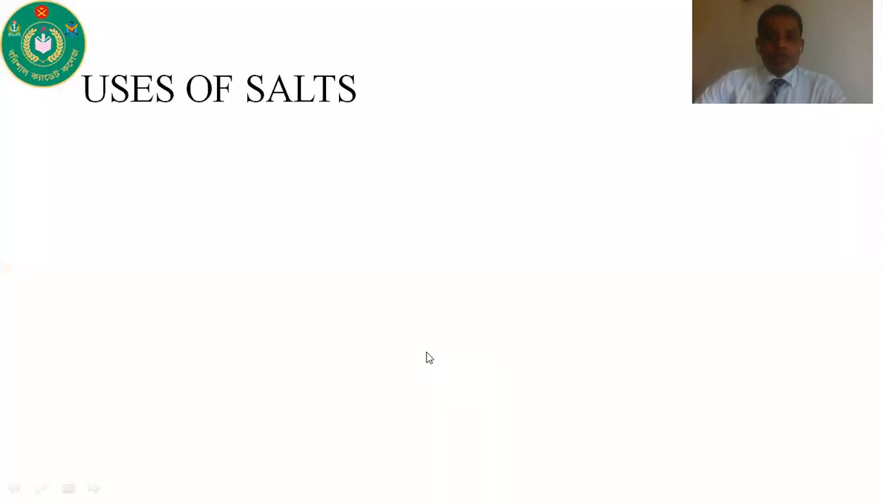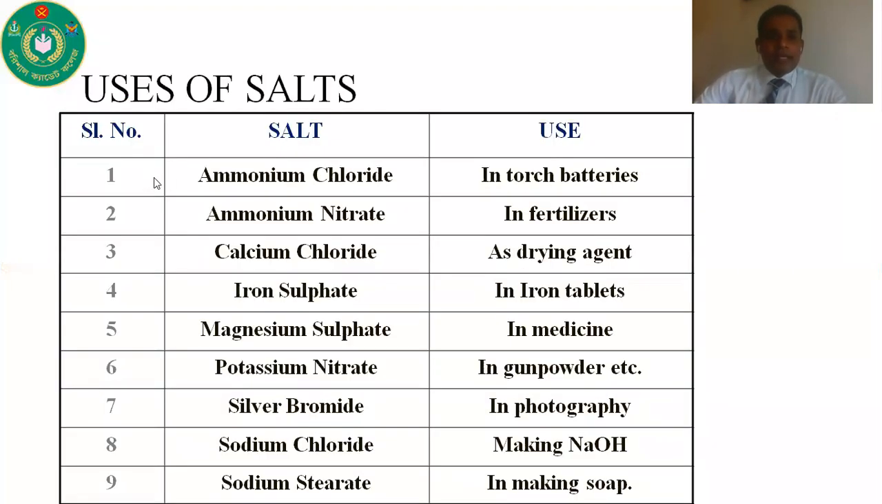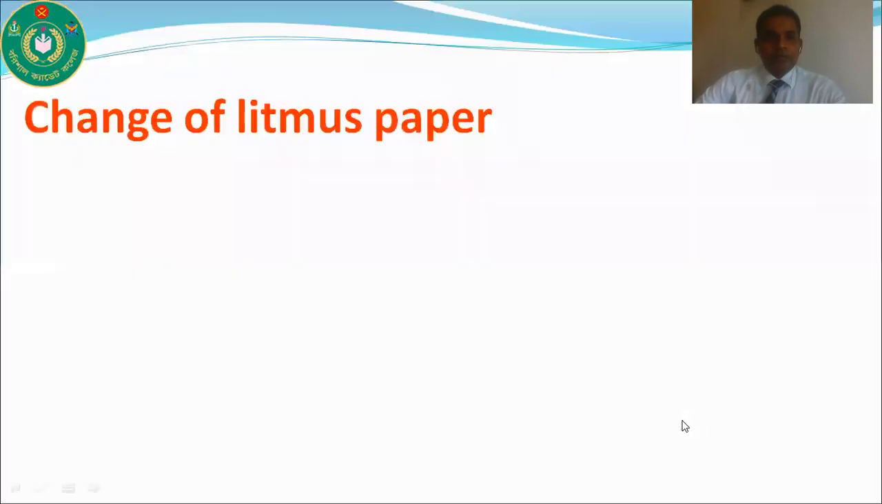Now, uses of salts. Here you can see that ammonium chloride is used in torch batteries. Ammonium nitrate is used in fertilizers. Calcium chloride, we use it as a drying agent. Iron sulfate, we use it as iron tablet. Magnesium sulfate, we use in medicine. Potassium nitrate in gunpowder. Silver bromide in photography. Sodium chloride for making sodium hydroxide, and sodium stearate is used in making soap.